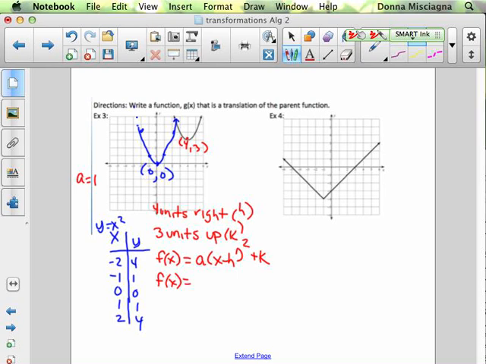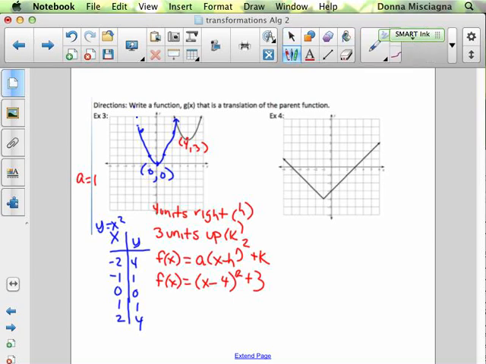So f of x equals, there's no point in putting a 1 there, x minus 4 squared plus 3. Right? So if you just remember the minus is already there, all you have to do is plug in the values. All right, let's look at this next graph.